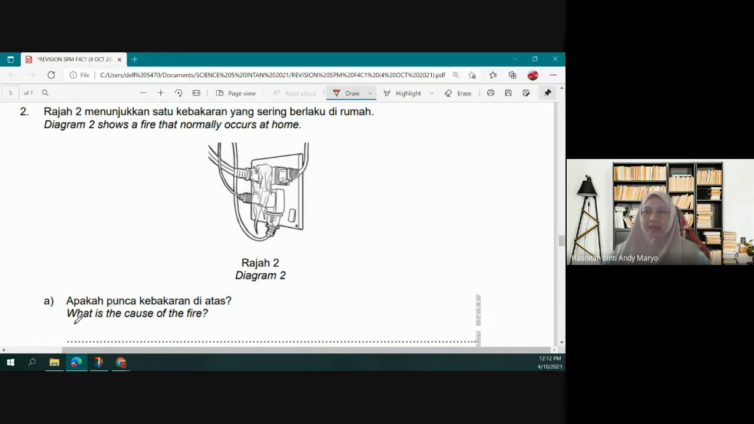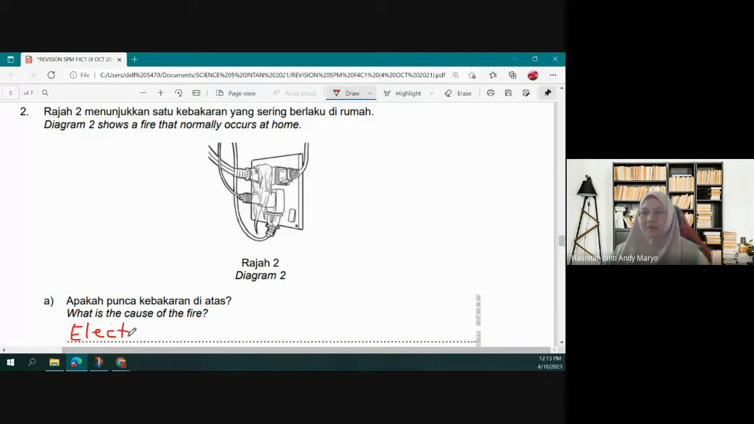Ini kita panggil, we call this as short circuit. Short circuit itu what is the reason lead way? Sebab dia short circuit. Tapi apa jenis dia? What type? Adakah dia wood, paper, cooking oil, electrical appliances? Itu sources. Okay, sources of fire. So this is electrical appliances. Okay, peralatan. Kebakaran yang disebabkan oleh peralatan elektrik.